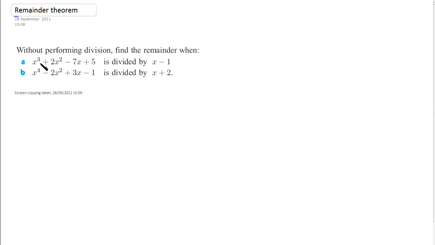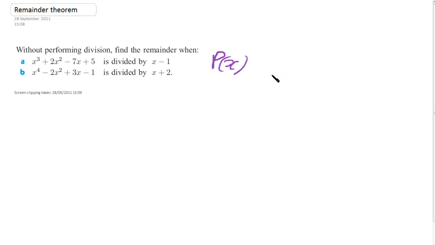Okay, we're looking at the remainder theorem. Now what I'm going to do is just explain the remainder theorem. Let's imagine that we don't know this polynomial. We've got p of x is the polynomial we are considering. So we're looking at p of x.